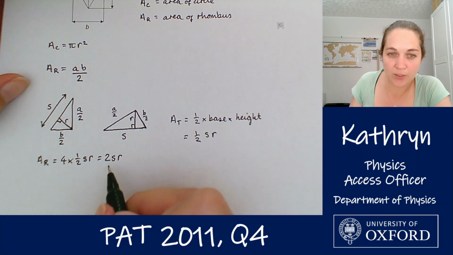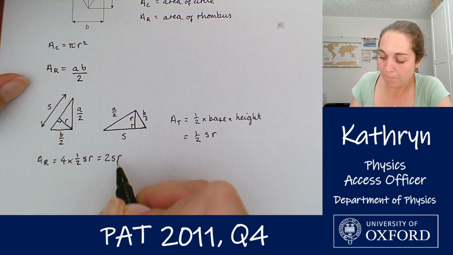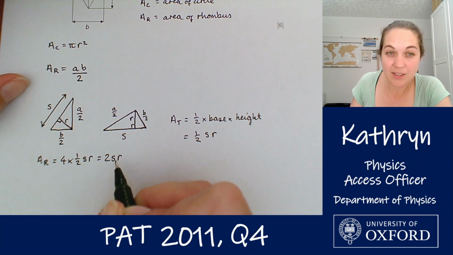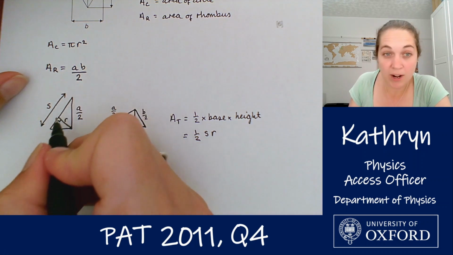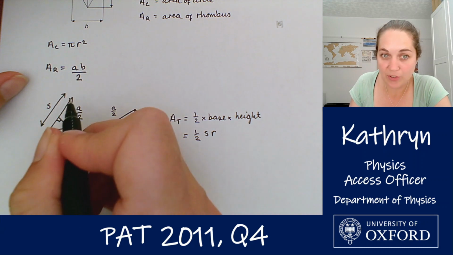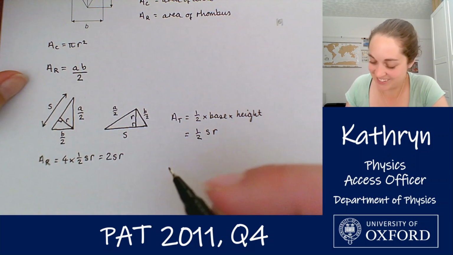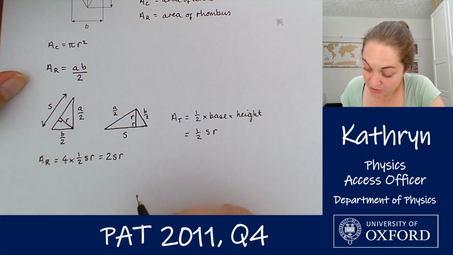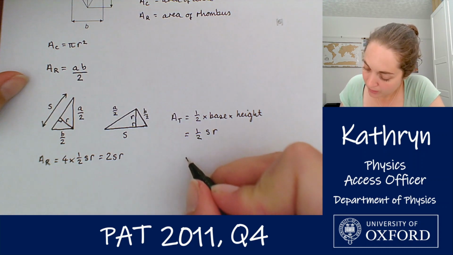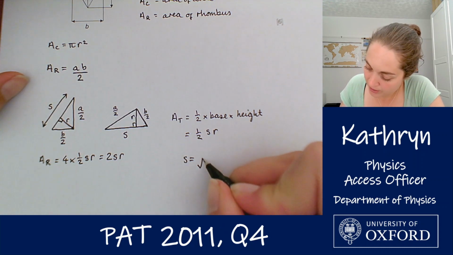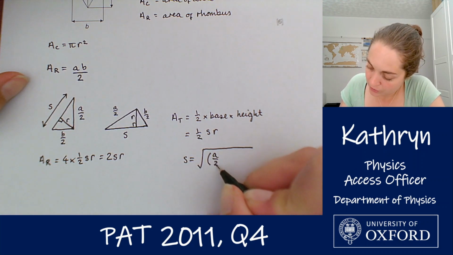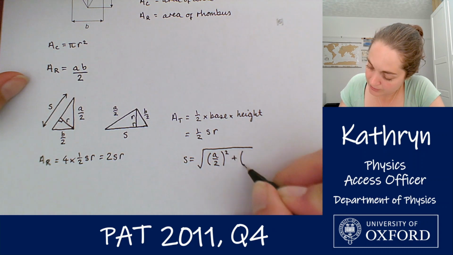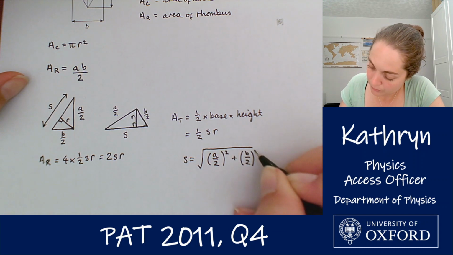This has got 2 unknowns in it. We don't know S, we don't know R. We probably want R in terms of A and B. So let's see if we can find what S is. Well, we've got a right angle triangle here, so let's just do some Pythagoras on it. S is just the hypotenuse. So S equals the square root of (A over 2) squared plus (B over 2) squared.